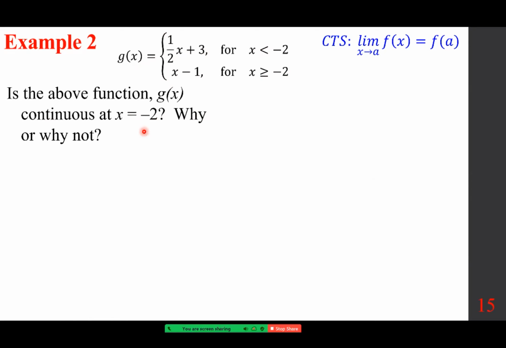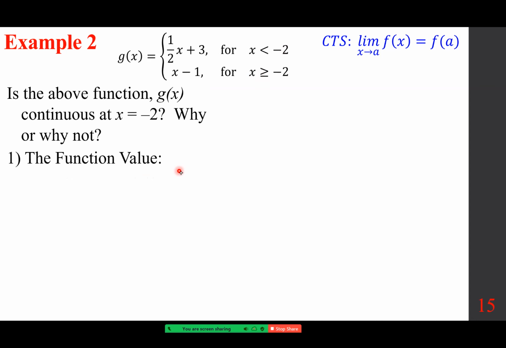The reason why, because the top piece is a linear function and it is continuous everywhere. The bottom piece is also a linear function. Again, the top is y equals 1/2 x plus 3. The bottom is y equals x minus 1. Each one is a line, and they are both continuous everywhere. So the only problem is the end point at x equals -2. So let's find out what's going on.